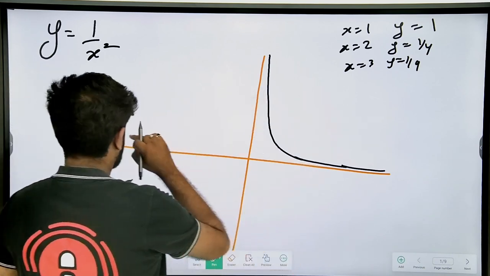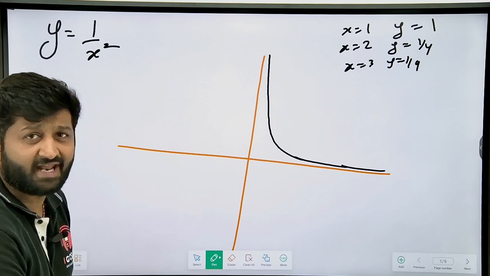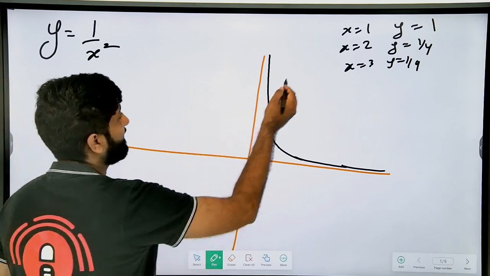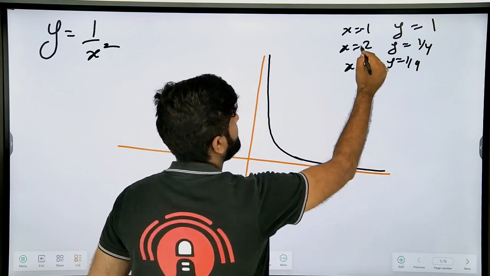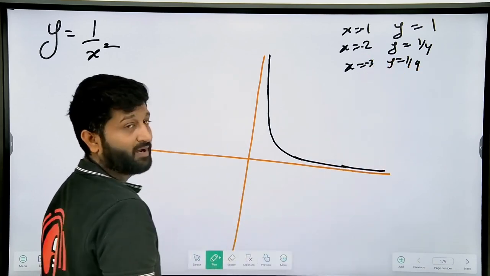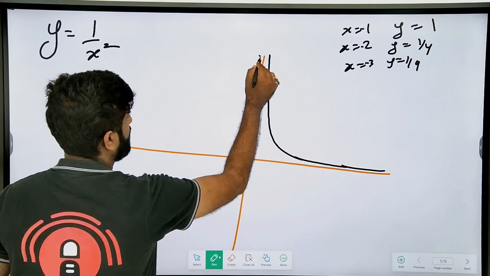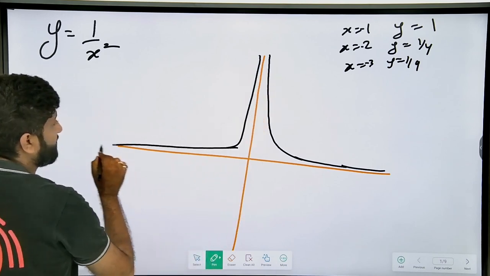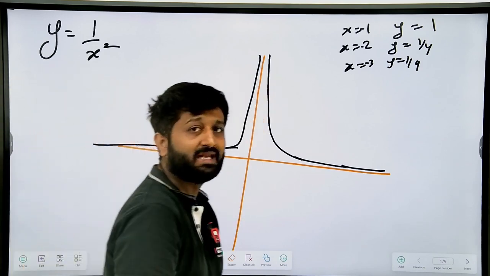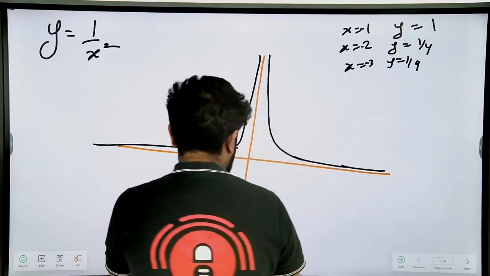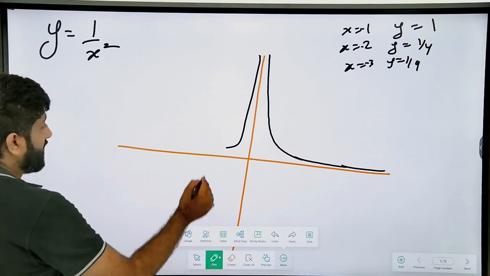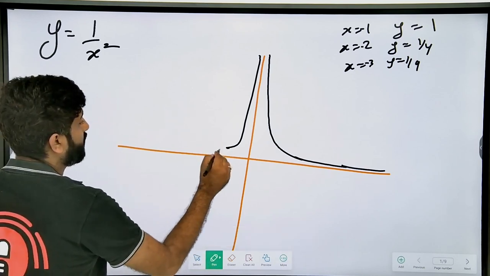And now what will happen for the negative values of x? Again, when x is minus 1, the same graph, 1; minus 2, 1 by 4; minus 3, 1 by 9. So there would not be any negative values of y. This is how your 1 by x square would look like.